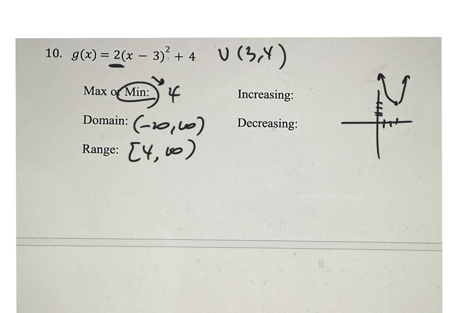Okay, increasing, decreasing. Remember, these use x's. Use your x's only. So it's decreasing from here down to there. So it's decreasing from negative infinity until it gets to 3. X's only. Then it starts increasing there, from 3 to forever. Remember, x is on the increasing, decreasing part.